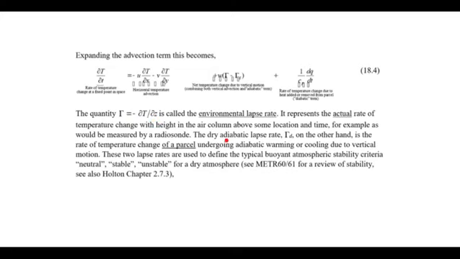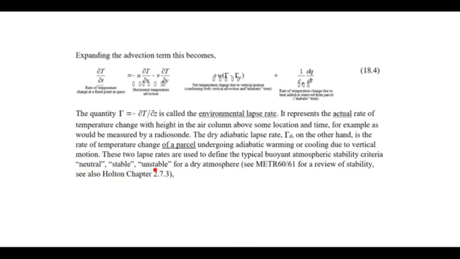The dry adiabatic lapse rate, on the other hand, is the rate of temperature change of a parcel undergoing adiabatic warming and cooling due to vertical motion. These two lapse rates are used to define the typical buoyant atmospheric stability criteria: neutral, stable, and unstable for a dry atmosphere. So likely you've covered what neutral, stable, and unstable mean.